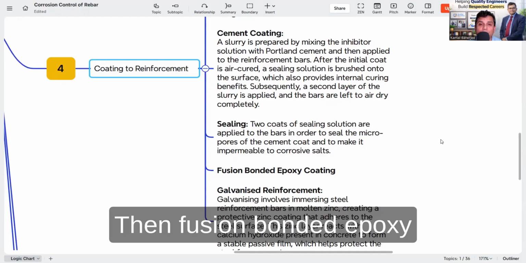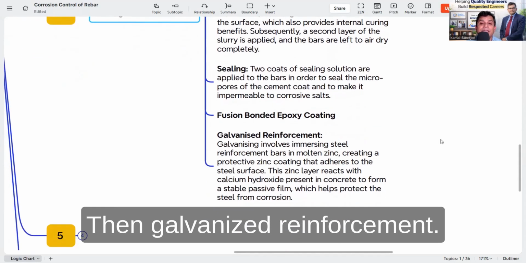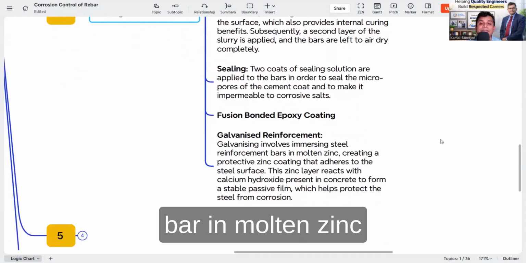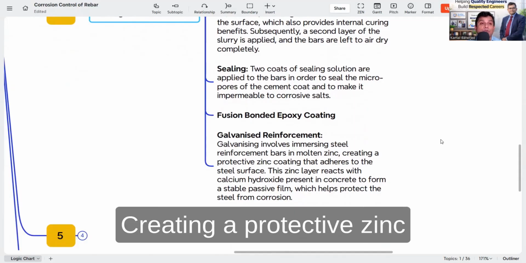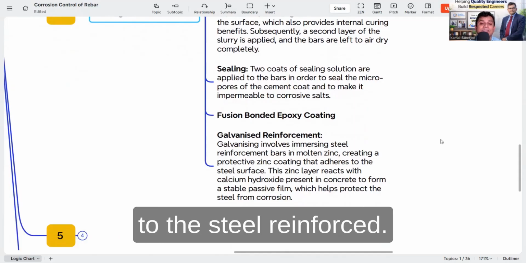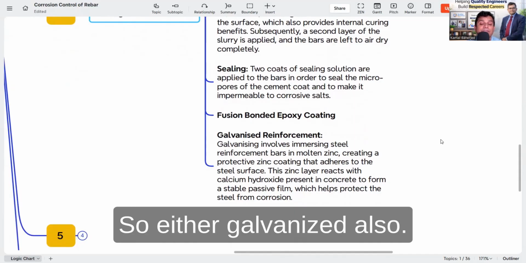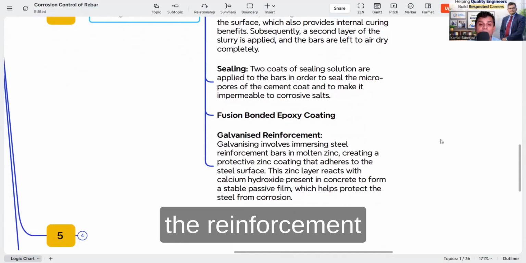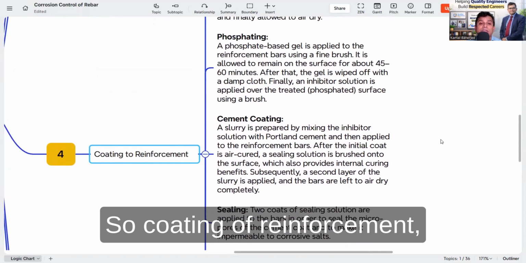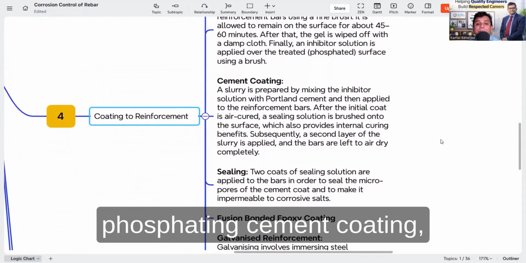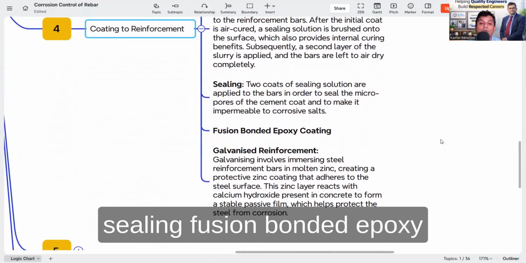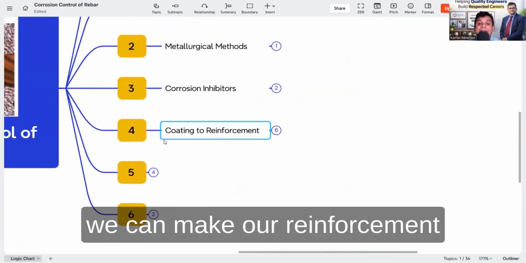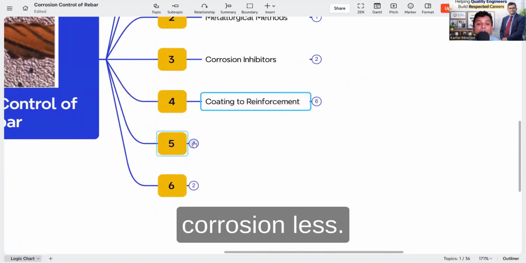Then fusion bonded epoxy coating, that we all know. Then galvanized reinforcement. Galvanizing involves immersing steel reinforcement bar in molten zinc, creating a protective zinc coating that adheres to the steel reinforcement. So again, it is protecting the reinforcement from corrosion. So coating of reinforcement: the derusting, phosphating, cement coating, sealing, fusion bonded epoxy coating, and the galvanized reinforcement. So these are the processes by which we can make our reinforcement corrosion less.